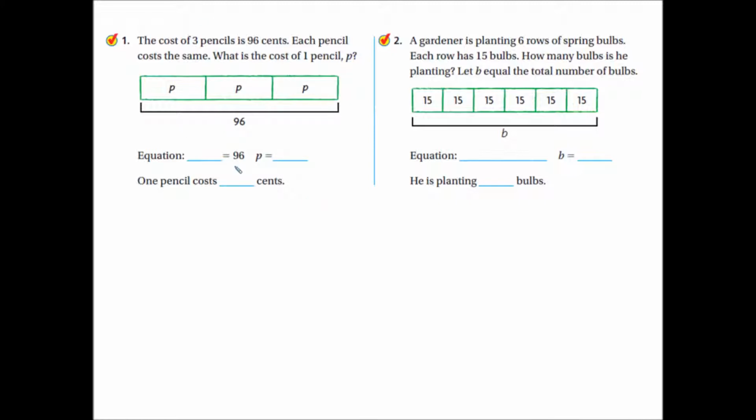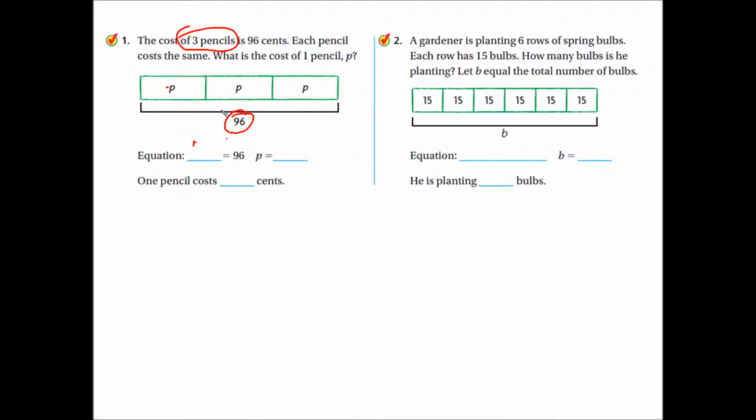Here are a couple more problems. The cost of 3 pencils is 96 cents total. Each pencil costs the same. What's the cost of 1 pencil? So we drew a picture. They drew a picture for us here. This box is all the pencils. If we cut it up into 3 pieces, that represents 1 pencil per box because we have 3 pencils. Okay. Now we know the whole thing is equal to 96 cents, but we don't know what each one is equal to.